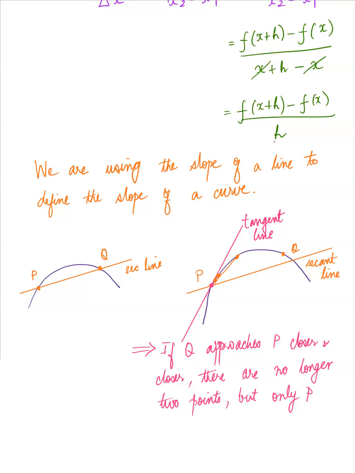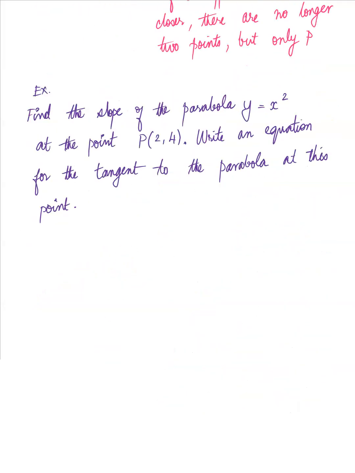We'll get to that. But I would like to do a quick problem here and help us understand how to write the equation for a tangent line and so on. Let's read the question. Find the slope of the parabola y equals x squared at the point P of 2, 4. Write an equation for the tangent to the parabola at this point. To drive home this idea, I'm keeping it very simple.